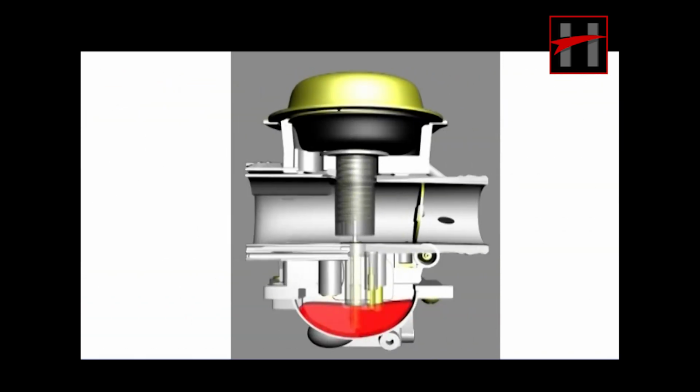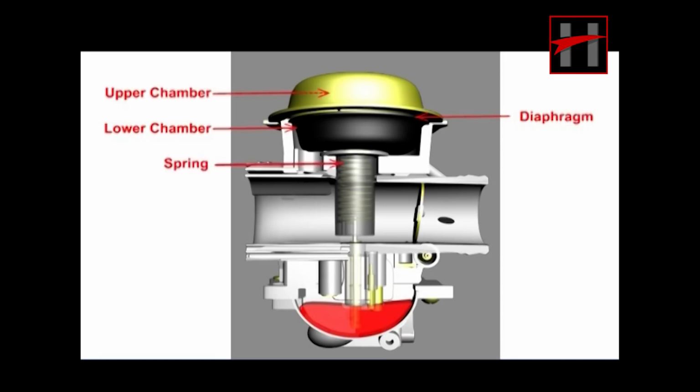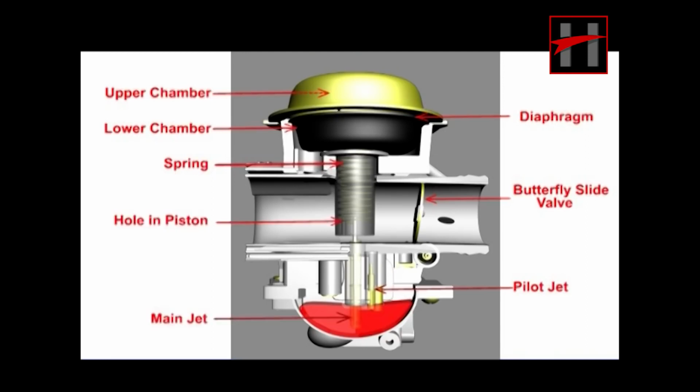The BS type carburetor consists of the following parts: diaphragm, lower chamber, upper chamber, spring, butterfly slide valve, pilot jet, main jet, hole in piston, and jet needle.